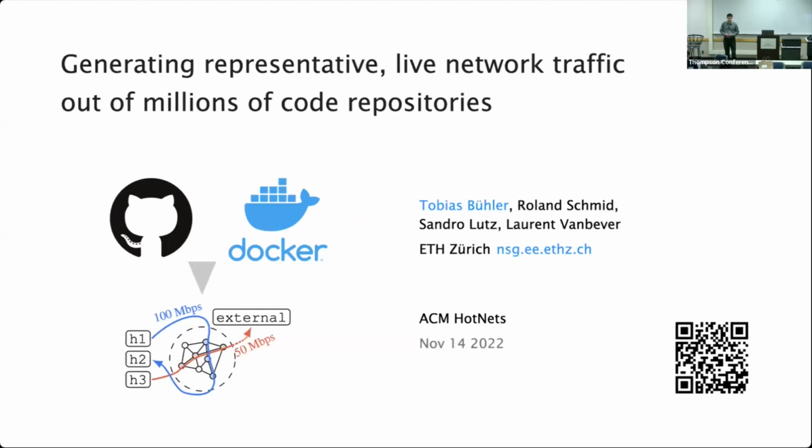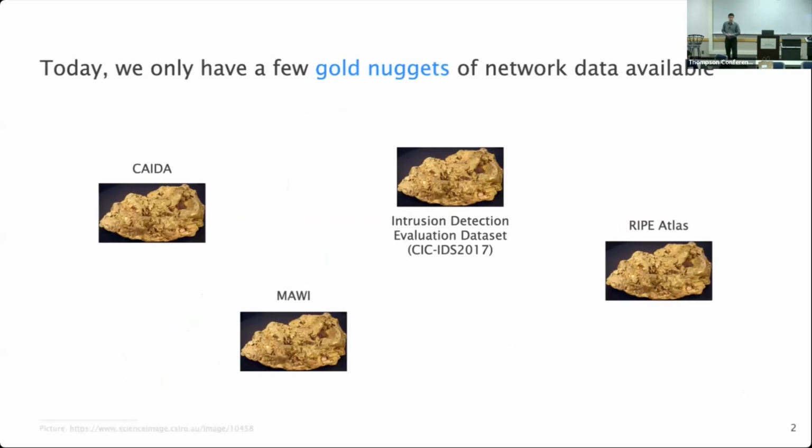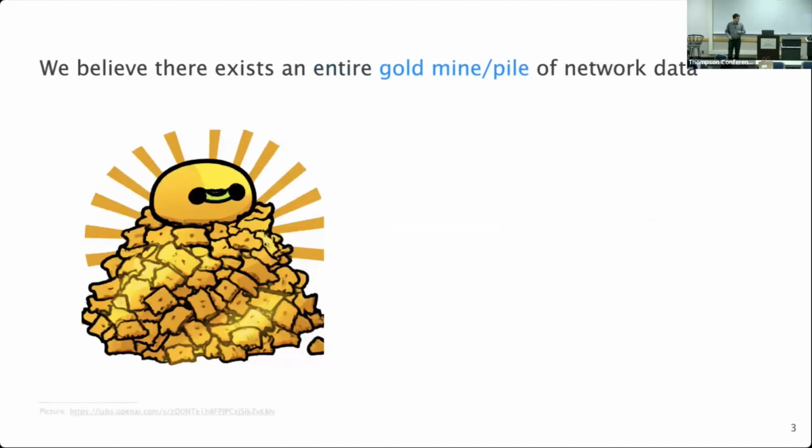Thank you for the introduction, and let's directly dive in. Today, we only have a few gold nuggets of network data available. I'm sure you recognize some of the names in this incomplete list on the slides. Yet in our research, we often need more data or data from different application types that is unfortunately not available. So we were looking for other sources, and we believe that we found an entire gold mine that is completely unused at the moment. At least we hope so.